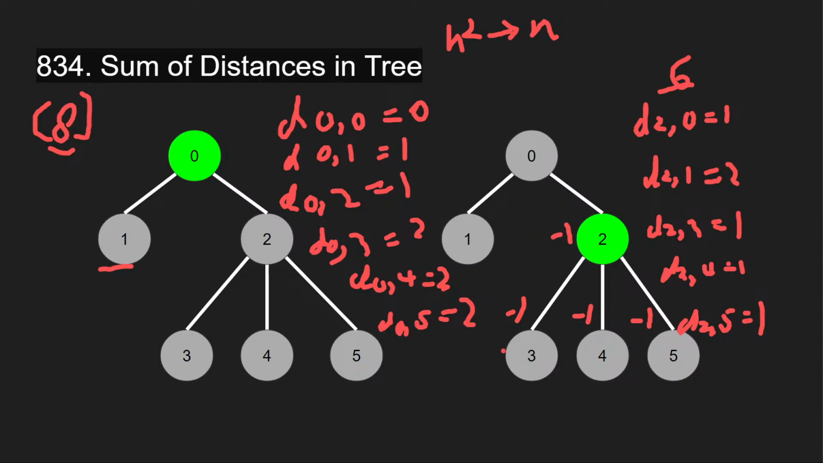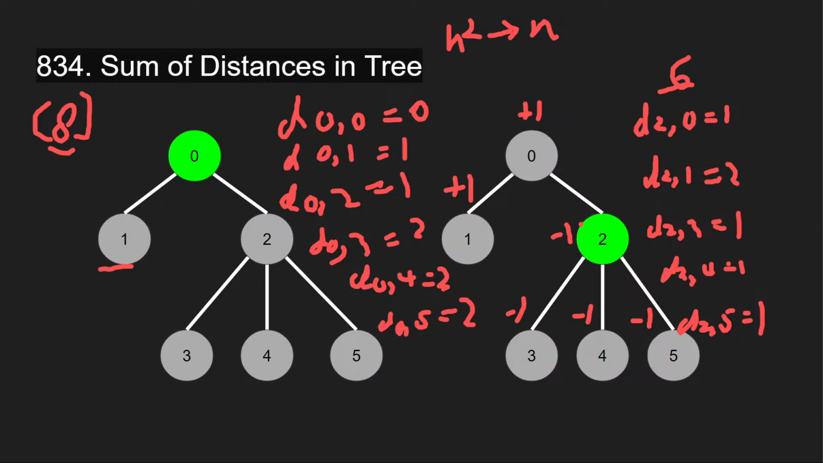But except the subtree, for all other nodes, the distance is going to be increased by the swapping. So after swapping, 2 to 0 is going to be increased by 1. And for this node 1, 2 to 1, it's going to be increased by 1. Yeah, let's just check the difference. So the distance from 0 to 2 is 1.